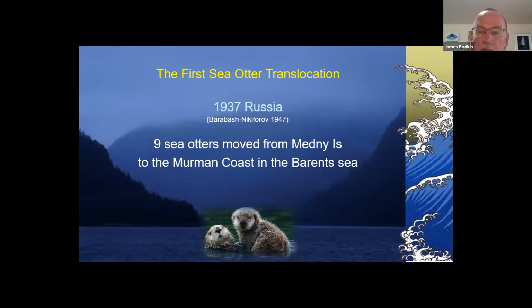So the first sea otter translocation took place in 1937 when 9 animals were captured on Medny Island, a part of the Commander Islands in the Western North Pacific. And this began a 9,000 kilometer odyssey from Medny Island to the Barents Sea near the Russian-Norway border. Now, the goal of this translocation was actually to establish a sea otter population outside of their historic range near the Barents Sea.